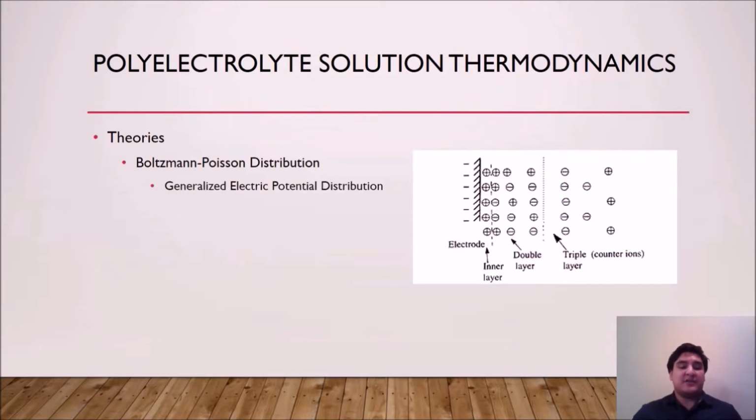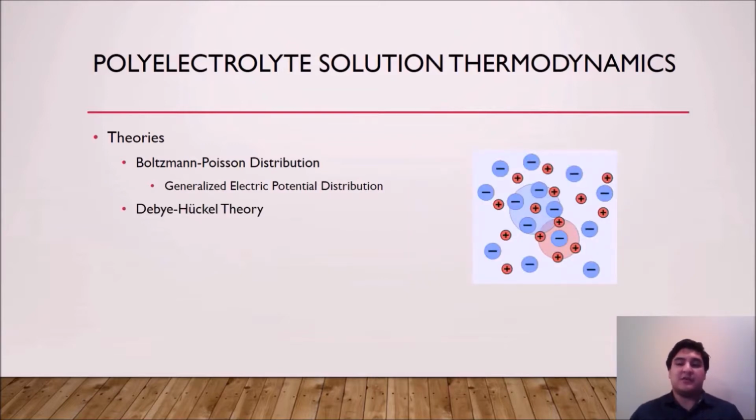But this model is a generalized electric potential distribution, which makes it a little hard to pinpoint for polyelectrolyte solutions. Due to this complexity, the Debye-Hückel theory was developed to ease the prediction of these electric potentials. The approximations made a simplification of the Boltzmann-Poisson distribution, and this theory was useful for single charge molecules, but it didn't describe polyelectrolyte solutions very well.